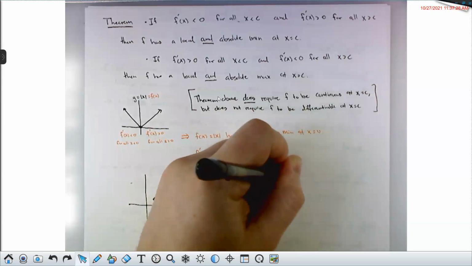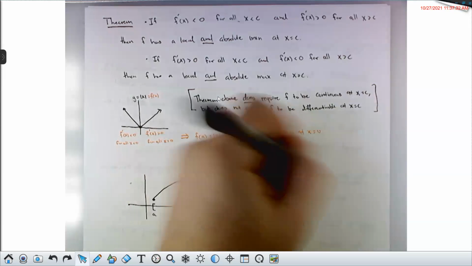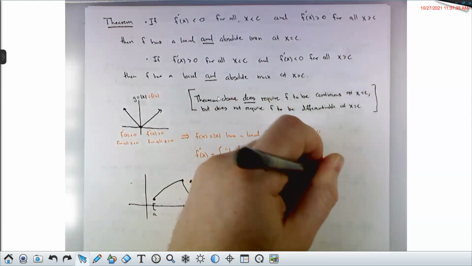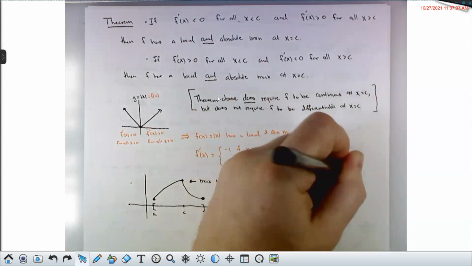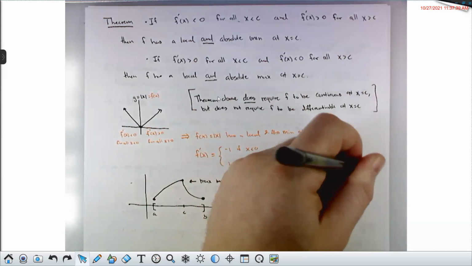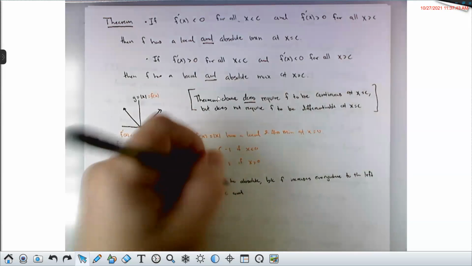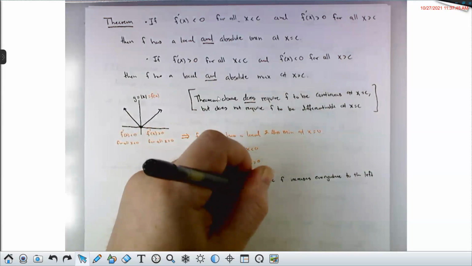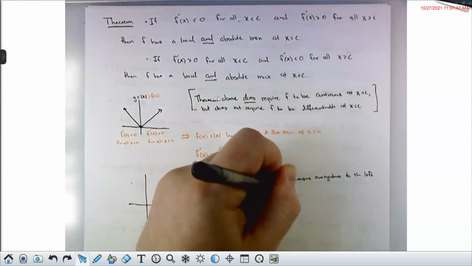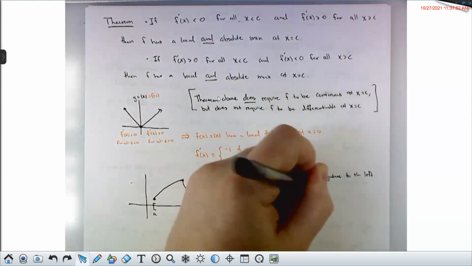because f is increasing everywhere to the left of c and decreases everywhere to the right of c.